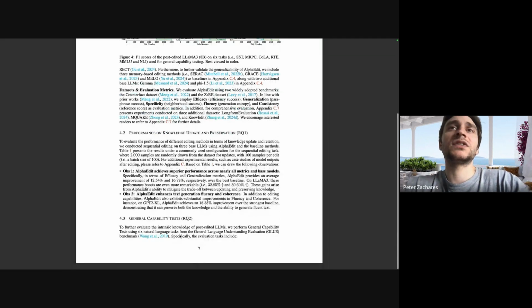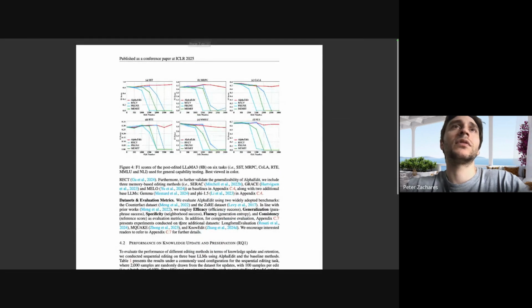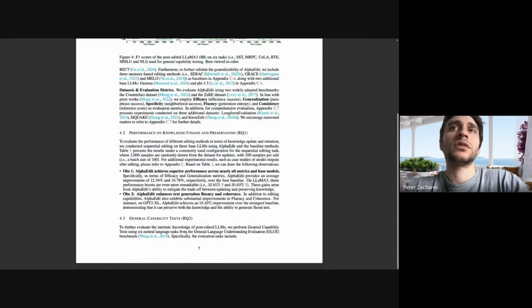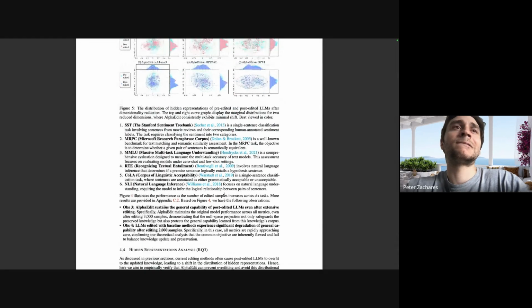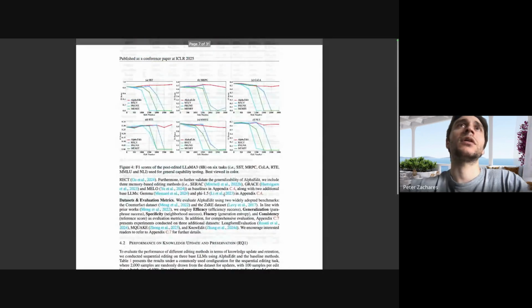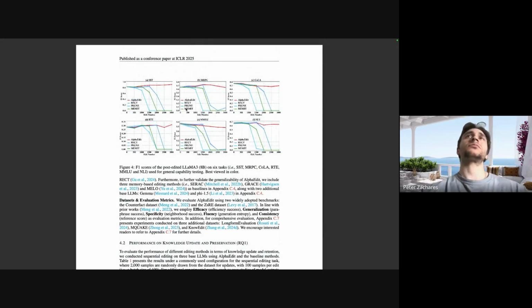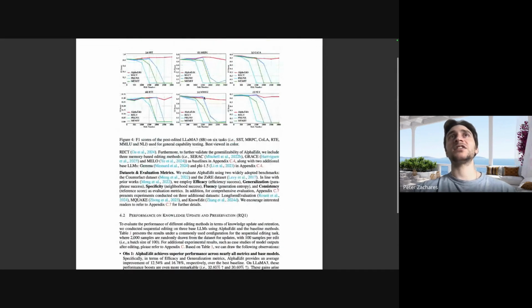General capability tests. Let's see where that is. Which figure did I show for this? Yeah, it's this one. Okay. So they have these different data sets that they evaluate the models on. This general capability test uses data sets, especially MMLU, that are usually used to evaluate how good a model is.